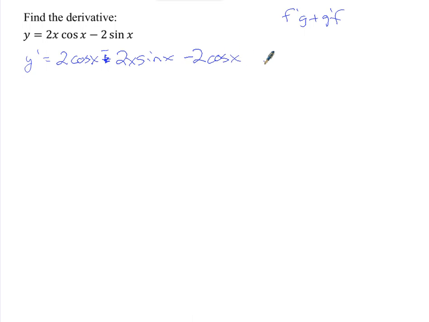That's the derivative. The calculus is done. Now you just need to simplify if it can be simplified. We have 2 cosine x minus 2x sine x minus 2 cosine x. The 2 cosine x minus 2 cosine x disappears, and I'm left with y prime equals negative 2x sine x. Done. 2 lines.